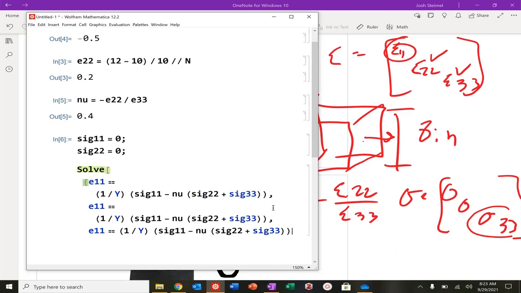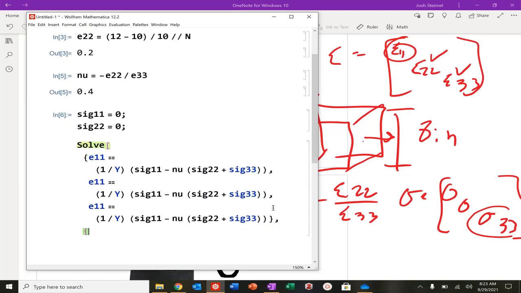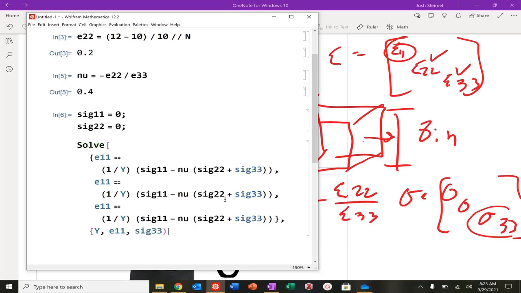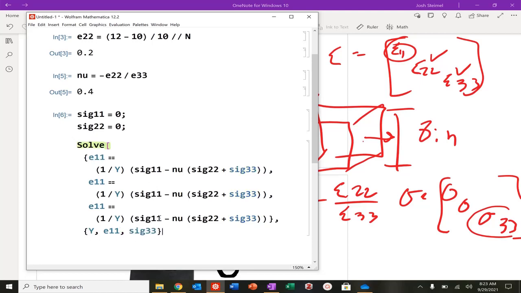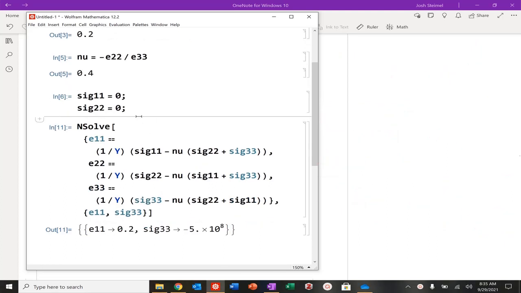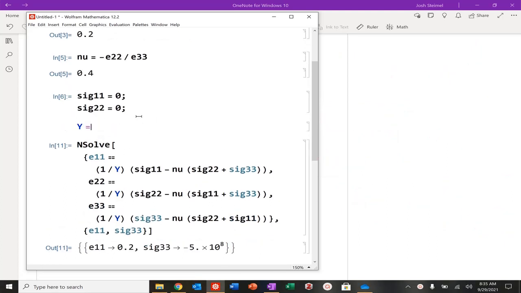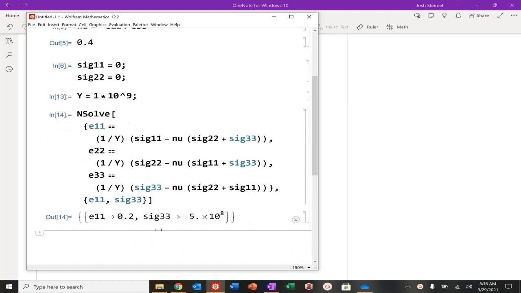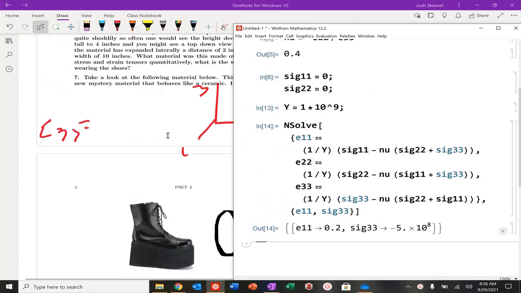Boom, boom. Here, and then I'm going to solve for Y. I want to solve for E11, and I want to solve for sig33. Actually, we're not over-constrained. You could have made the assumption that it's a polymer. We could try to assume that Y is unknown, but since we know it's reasonable, given what shoes are made of, with a nu of 0.4 we think it's a polymeric material, so 1 times 10 to the 9th. I could assume that, get rid of Y here, and solve for these values. So that is my sigma 11, sigma 33. Looks pretty reasonable to me.